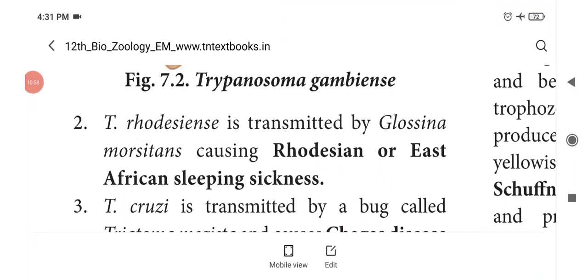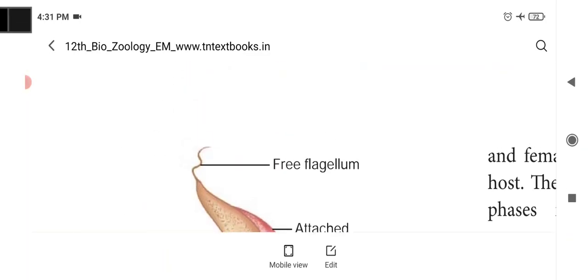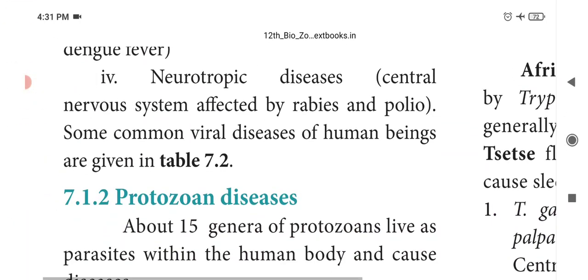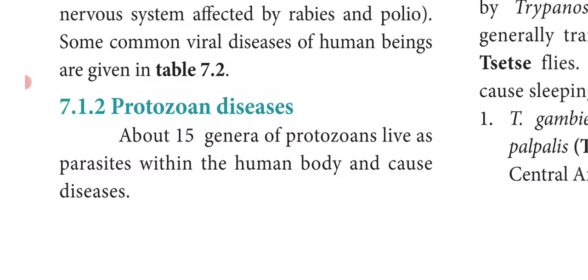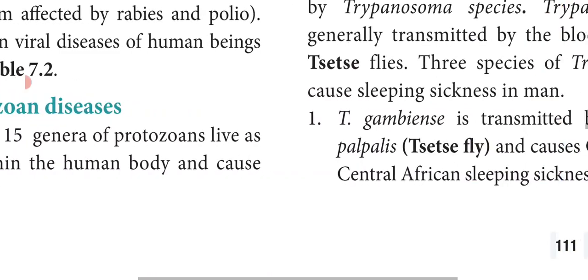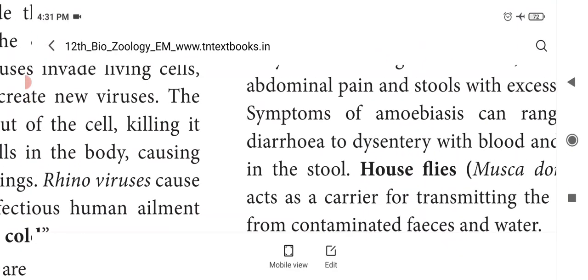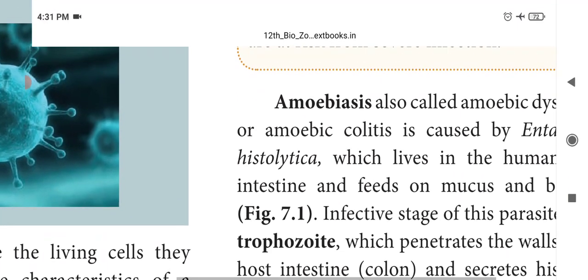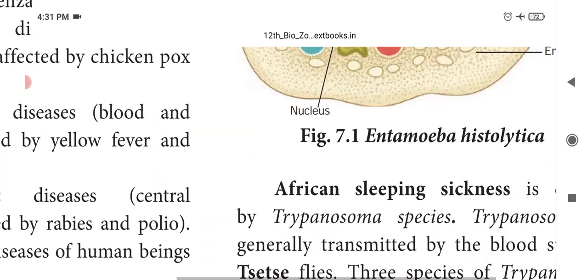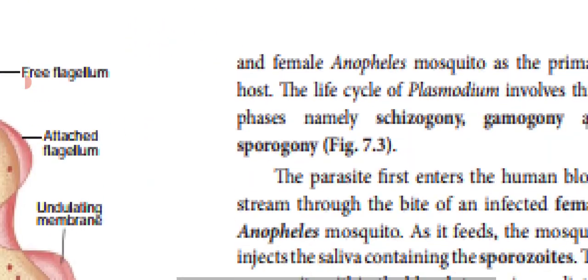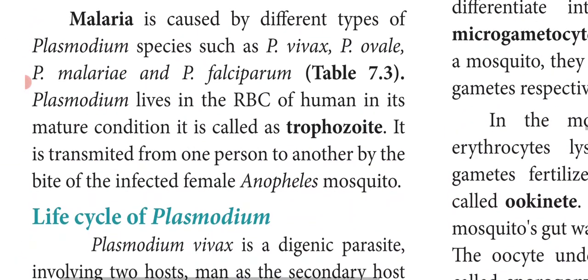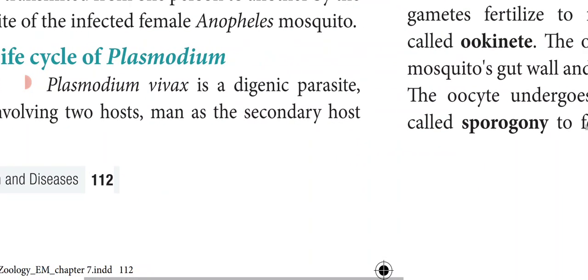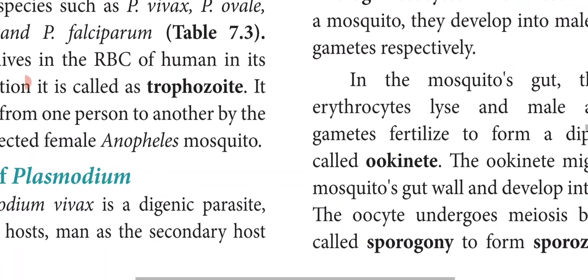So far we have discussed the protozoan diseases. Protozoans are microscopic, single-celled organisms. They are parasites which live in humans and cause many diseases. We have seen different types of protozoan diseases such as Amoebiasis, African sleeping sickness, Kala Azar and Malaria. We will discuss the life cycle of Plasmodium in the next class.